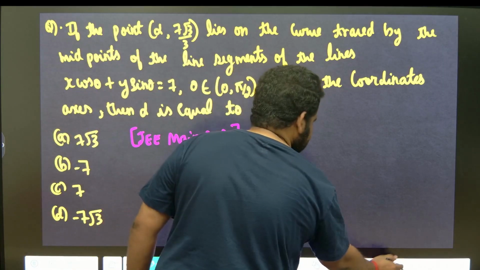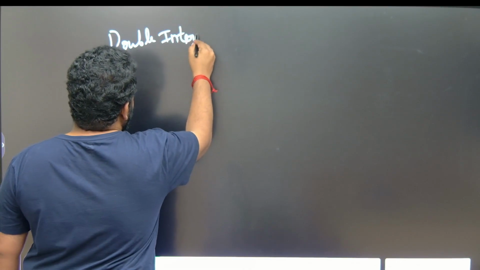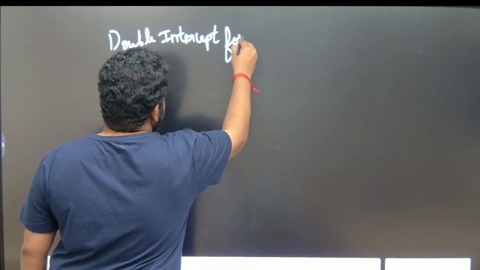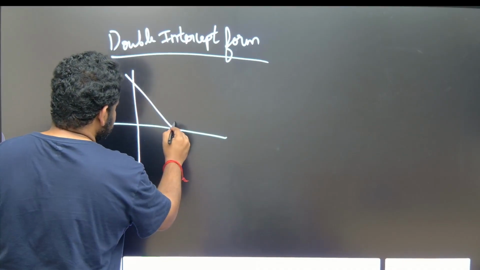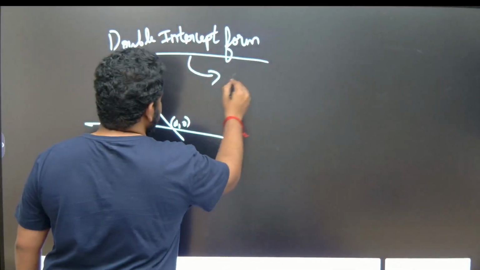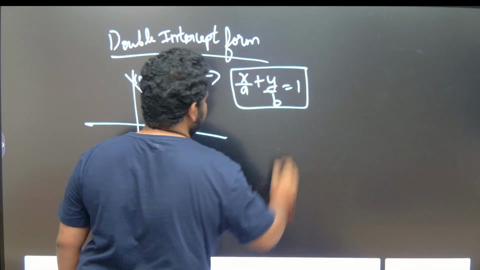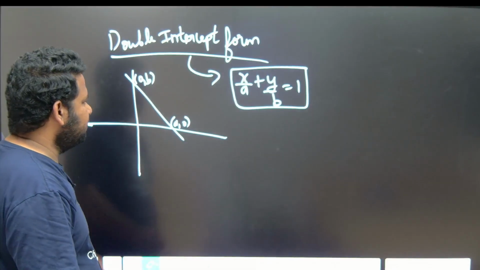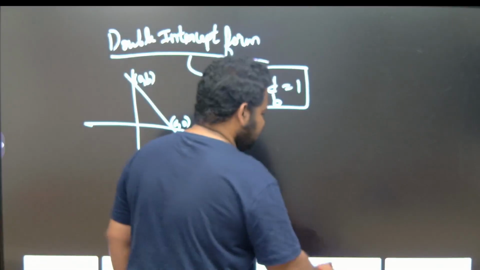But before this, I wanted to tell you about double intercept form also. I told you about intercept form, but I have not told you about double intercept form yet. Suppose this is (a, 0) and this is (0, b). The double intercept form is given by x by a plus y by b is equal to 1. This is nothing but the double intercept form, where a is the x intercept and b is the y intercept. Always it should be equal to 1. You should make it equal to 1.